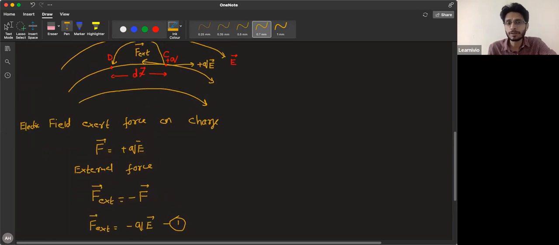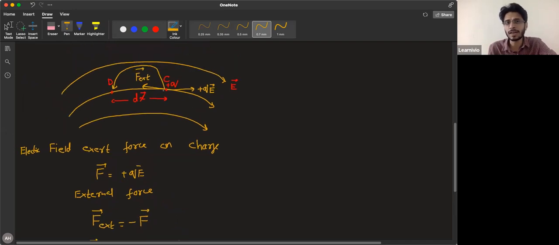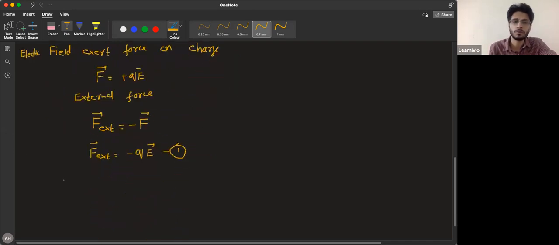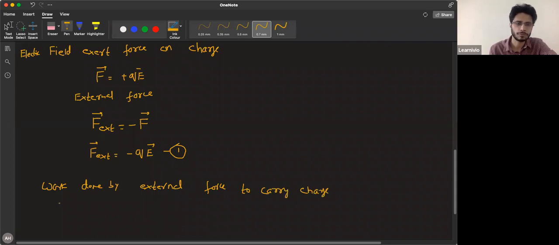Next, I need the work done by this force to carry this charge from C to D. Work done by the external force to carry charge Q from C to D.